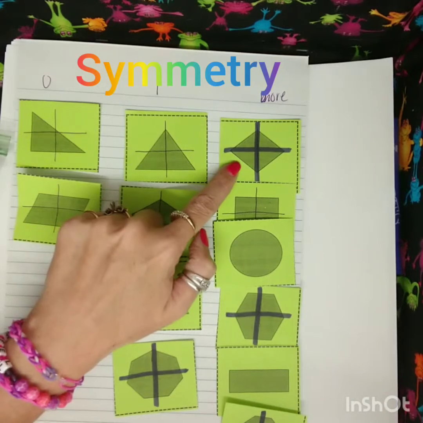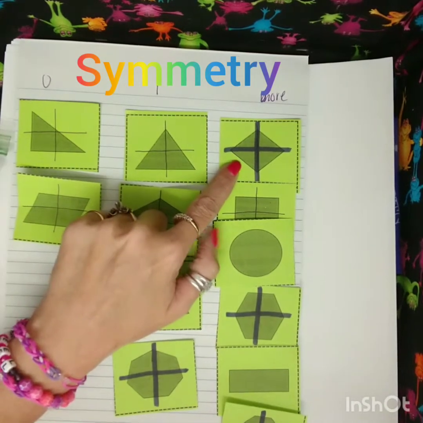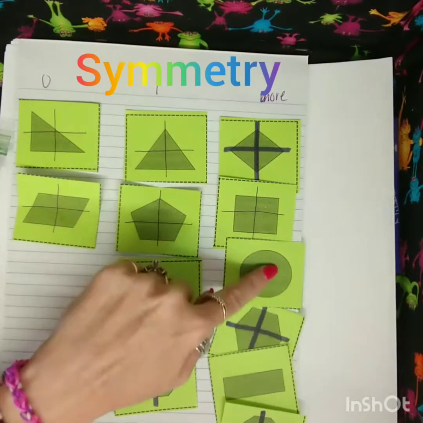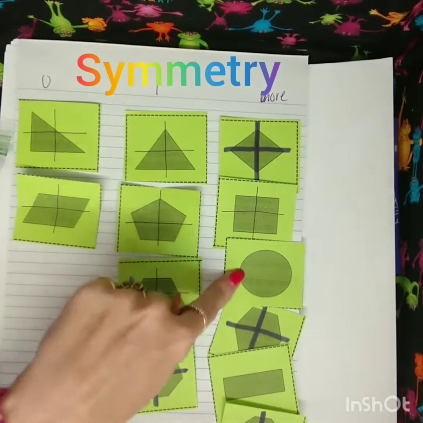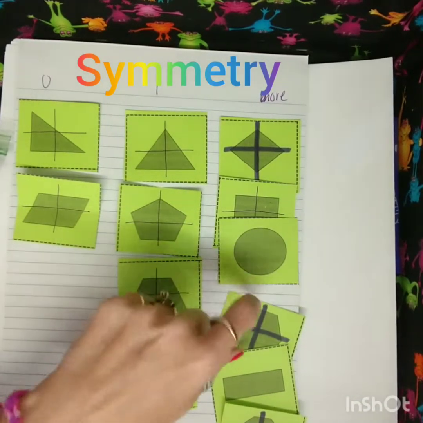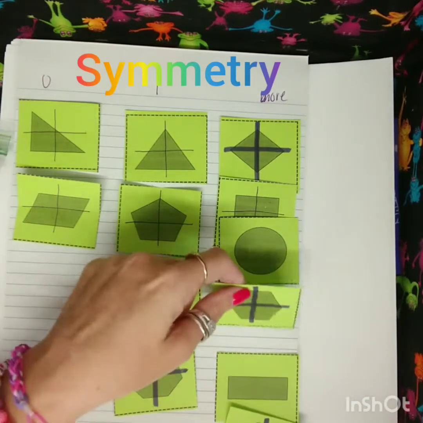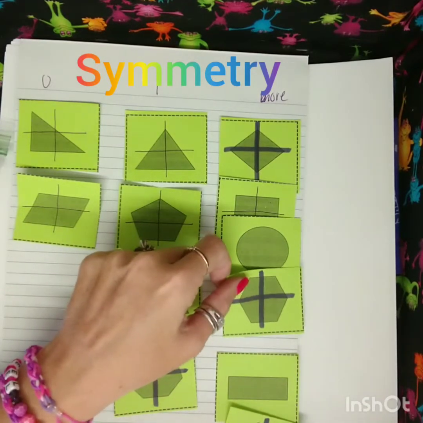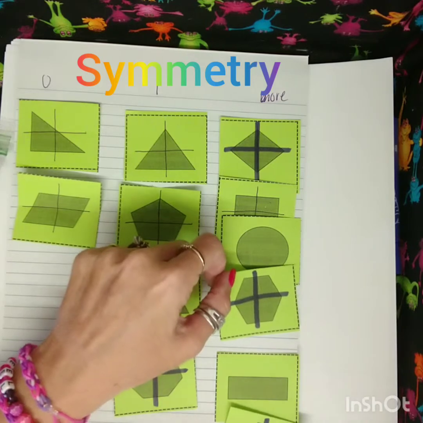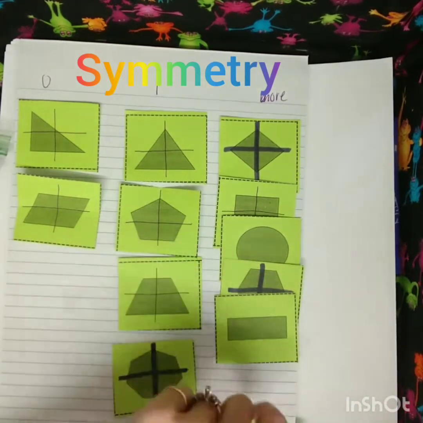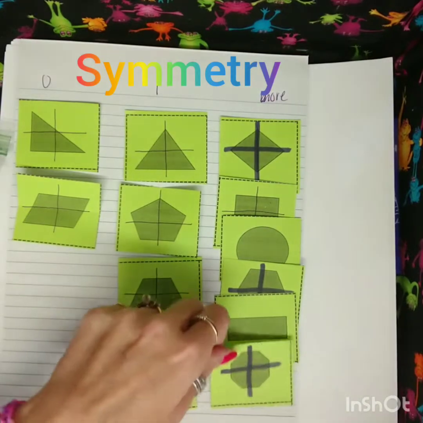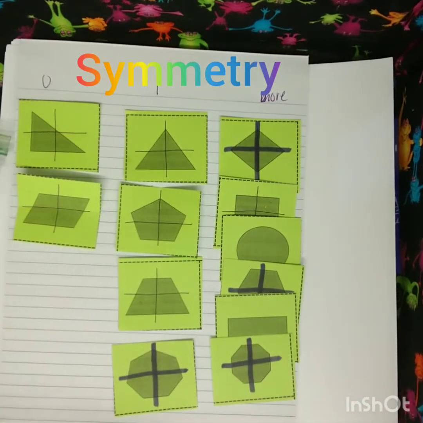A regular rhombus, not an abnormal shape rhombus, has 2 lines. A square has 2 lines. A circle has an infinite number of lines of symmetry. A 6-sided shape has 2 lines of symmetry. A rectangle has more than one line of symmetry, and an octagon has more than one line of symmetry.